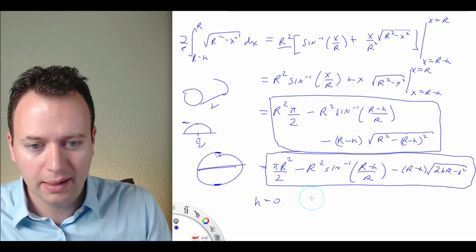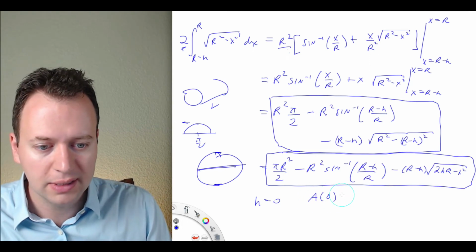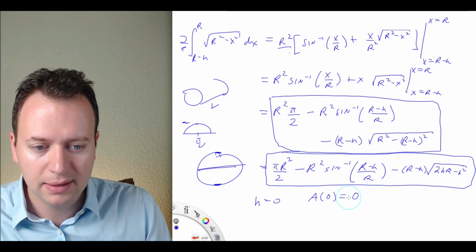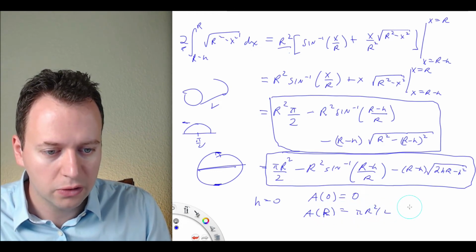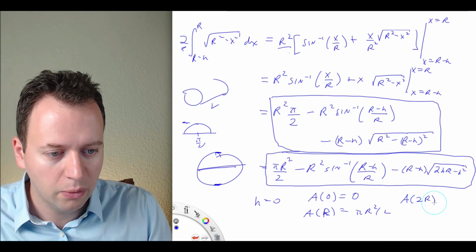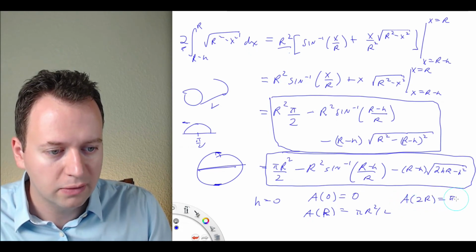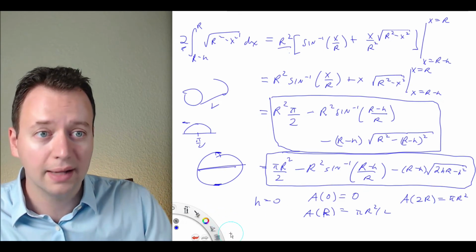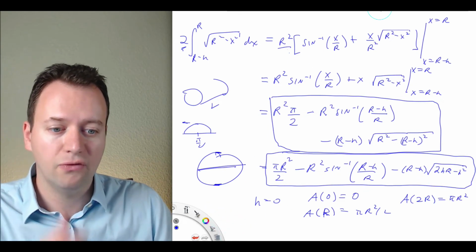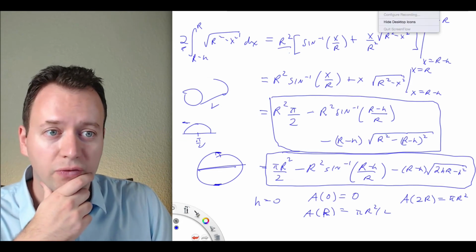So basically, the total area when h is 0 gives us 0. When h is equal to r gives us pi r squared over 2. And the area when water level is 2r gives us pi r squared. So everything looks correct. So that is the fraction of the area of the circle as a function of the water level.